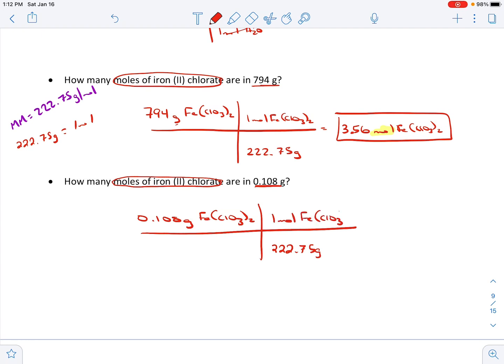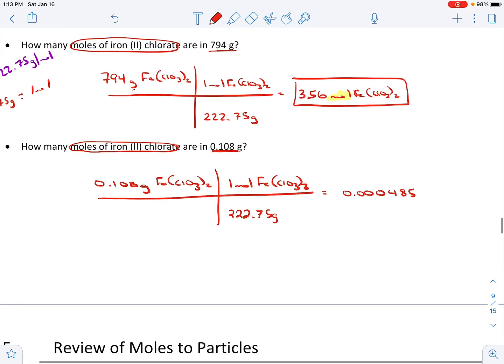So this is going to give me a pretty small number. Sorry, I almost wrote a 3 there, but didn't. So this time we're going to take 0.108 and divide by 222.75. Like I said, it's going to be a small one. Whoo, buddy. So we're going to say 0.000, 3 zeros, and then 485. And remember, our label has to be at least moles. And if you want to put the iron 3 chlorate or iron 2 chlorate stuff on there, you're welcome to.